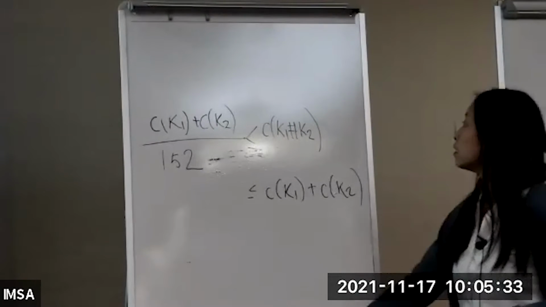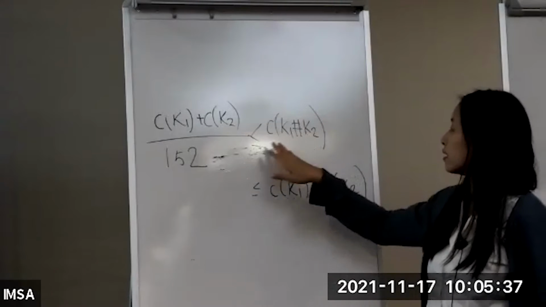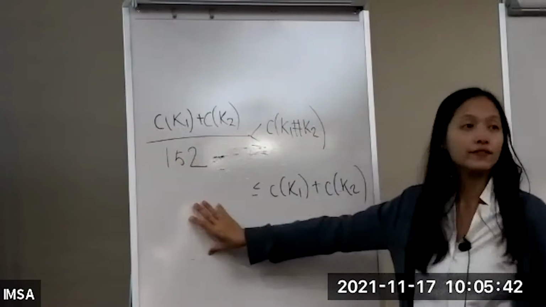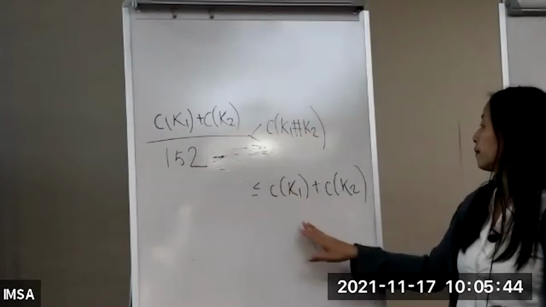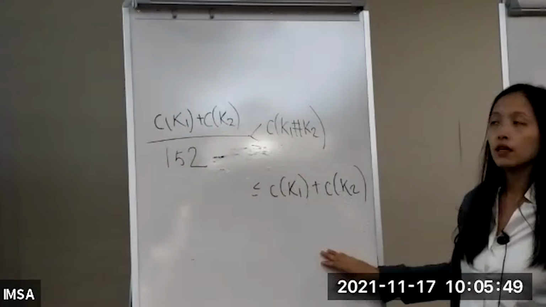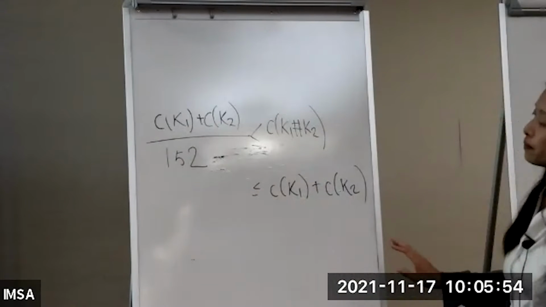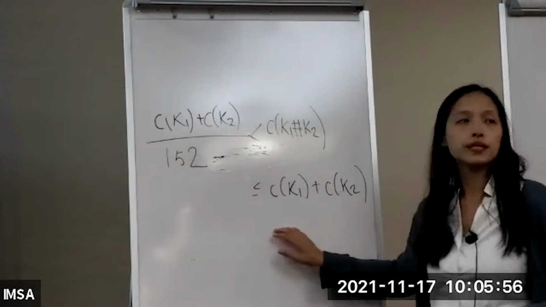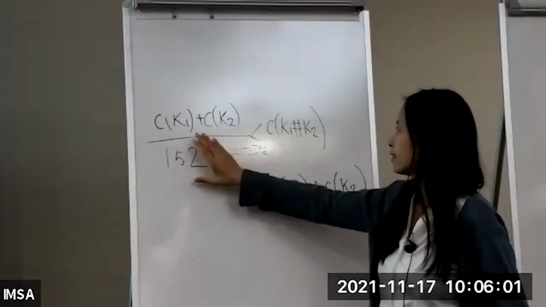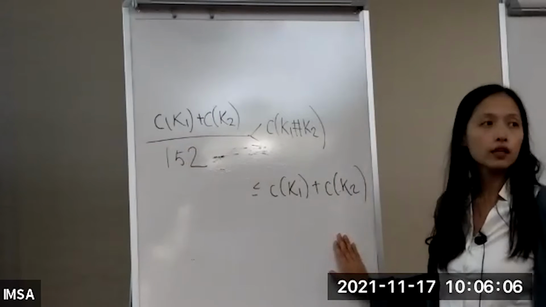So he showed the general result that given any two knots, the crossing number of the connected sum is bounded between the sum of the crossing numbers of each knot divided by 152, and then of course it is less than or equal to the sum. So it's sandwiched between. This is the best general result that we have so far. But it's not effective, because this general bound is not good enough; it does not tell us whether it is exactly the sum.